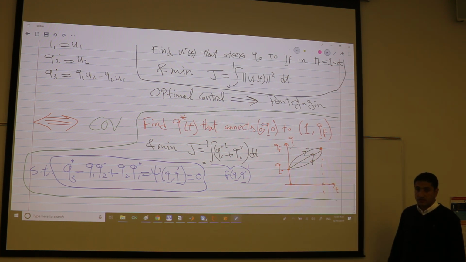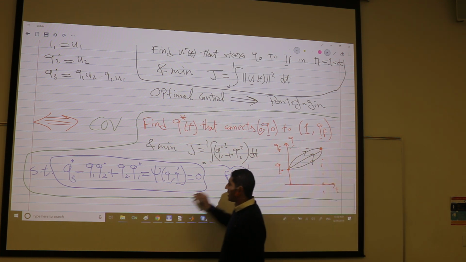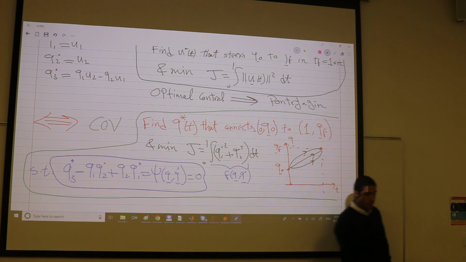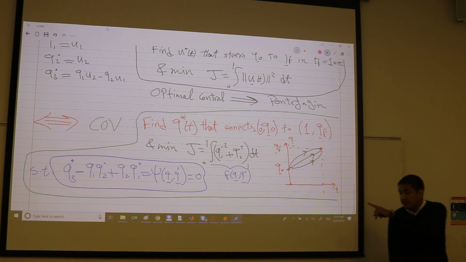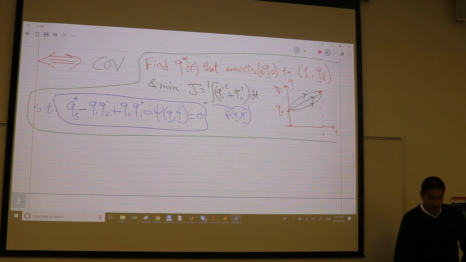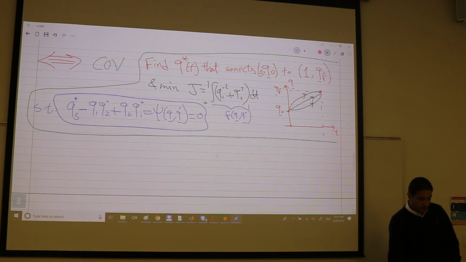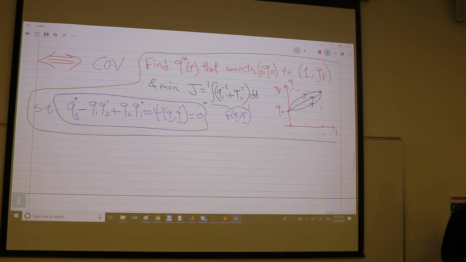Can we put it in the integral form? No, because it's for every single time. This is for all time. This is like an infinite number of constraints. And we handled this actually in our calculus of variations in 241. How do you solve this problem? Anybody remembers? First variation is equal to 0. First variation of what?